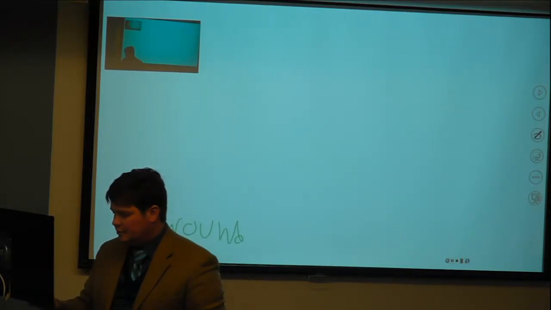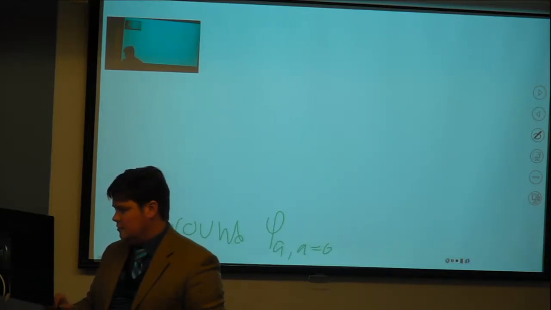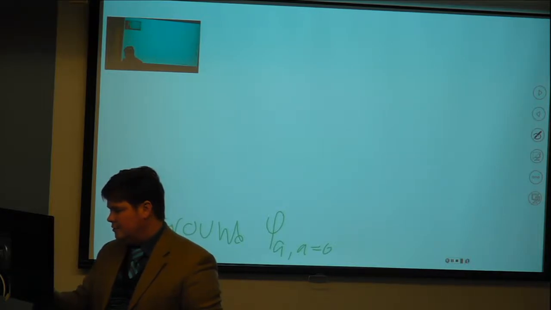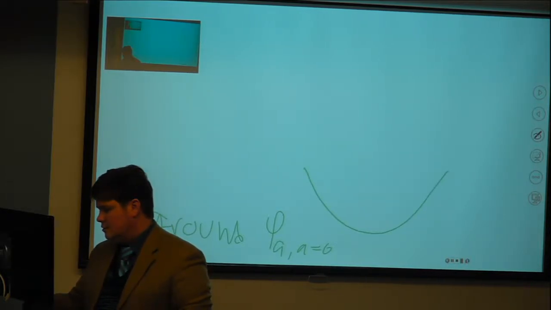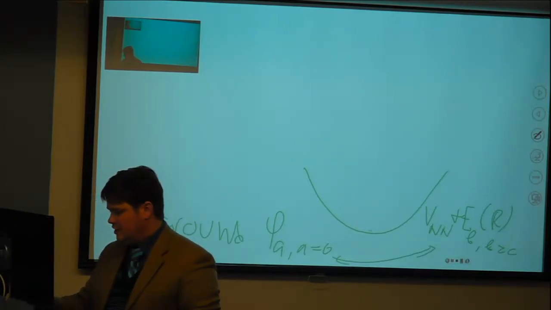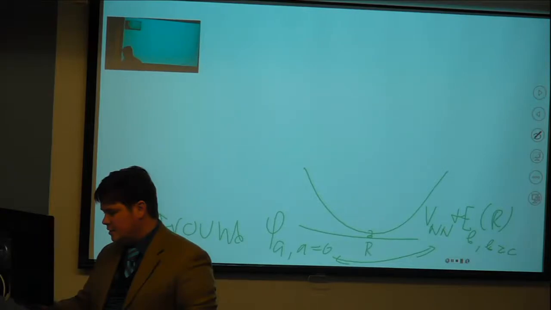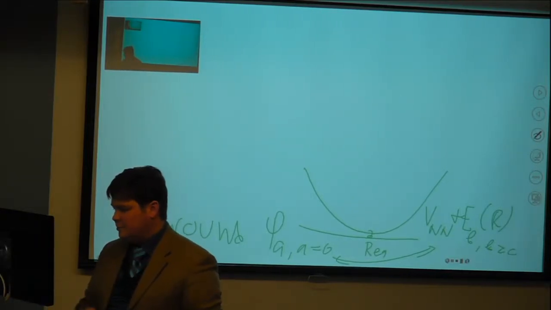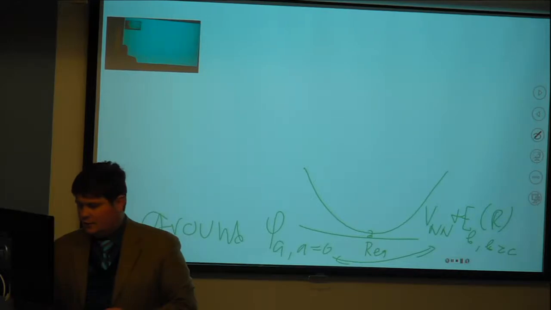Ground electronic state, phi sub A equals 0. And here we have V_N plus E_B, B equals 0. So we have an equilibrium position, and we have some curvature of the parabola. Okay? Now we are applying excitation.